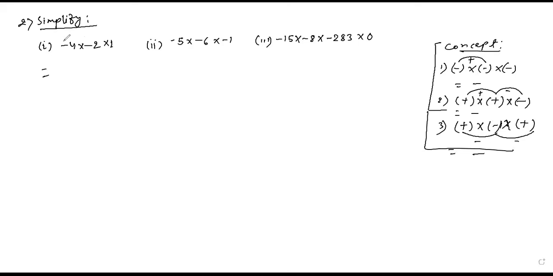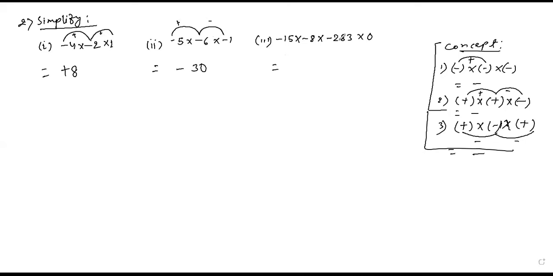Same here. Minus into minus is plus. Now plus into plus is plus, plus only. Now multiply the numbers. 4 2s are 8. 8 1s are 8. The answer is 8 directly. Okay. Now again minus into minus is plus. Plus into minus is minus. So minus 5 6s are 30. Minus 30.